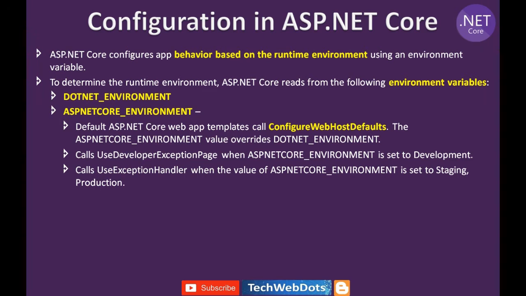ASPNETCORE_ENVIRONMENT also calls UseDeveloperExceptionPage when it is set to Development. It means when we set the value to Development, it will call UseDeveloperExceptionPage, and it will call UseExceptionHandler when the value of ASPNETCORE_ENVIRONMENT is set to Staging or Production. So it will change the method called on the basis of what value is set, either Development or Staging.